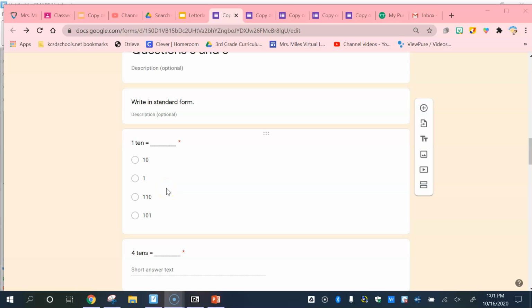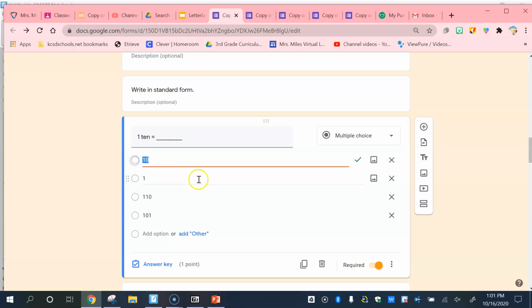All right, friends, standard form. Standard form is the number that you always are used to. So let's look right here, 110. So what looks like 110? If you chose that one, you're correct.